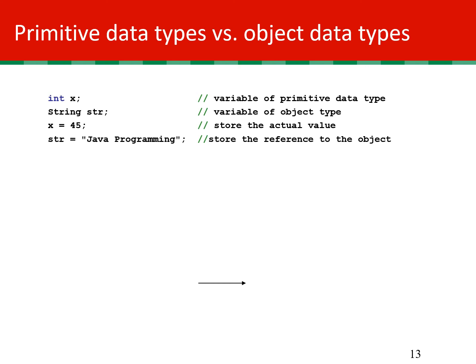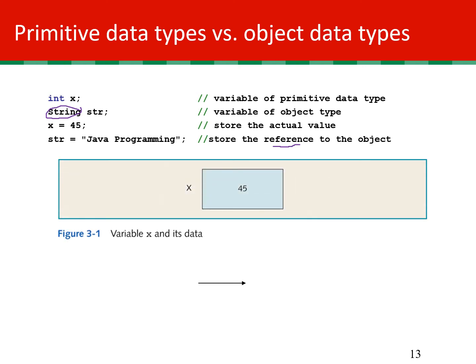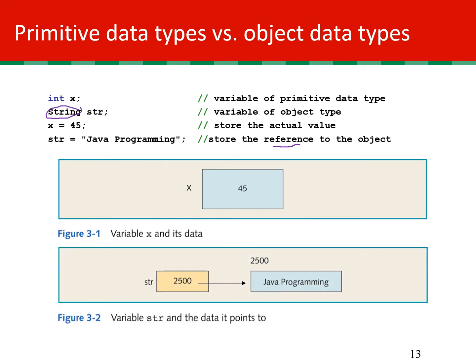And when you have string str, which is from object string, equal to Java programming, str is actually storing the reference address. Reference here is the address in the memory of the object. So this is how you can imagine what happened. This is a primitive data type integer, so the data is actually stored here, whereas if the variable is of object type, it's not storing the value, but it's storing the address of the object that has been created. In our case, this is a string object, and the location is 2500 in the memory.